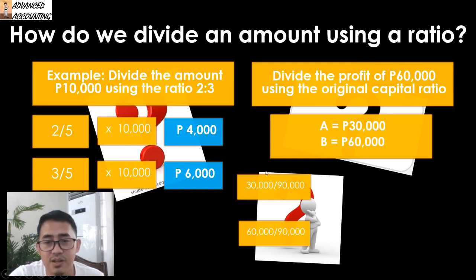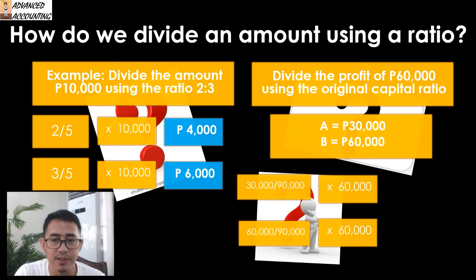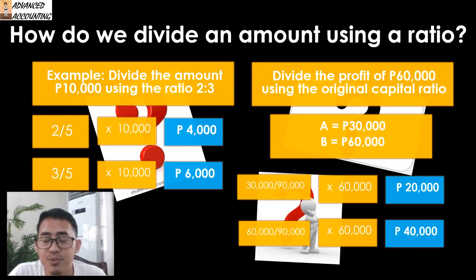So where did we get 30,000? It's the original capital of A. Where did we get 60,000? It's the original capital of B. And where did we get 90,000? It's the sum of their original capital contributions. So 30 plus 60 equals 90,000. If we are able to get that fraction, we'll multiply it to the profit, which is 60,000, which means A will receive 20,000 share and B will receive 40,000 pesos. So that's how we are going to divide an amount using a ratio.